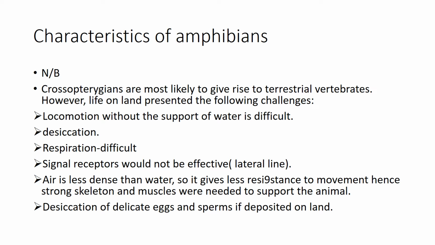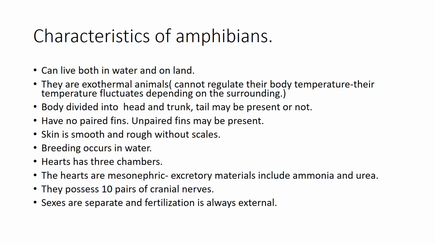The other problem was desiccation of delicate eggs and sperms if deposited on land. Remember, eggs of frogs and eggs of fishes need to stay in water until they hatch and reach maturity. So these eggs could not survive on land since they could dry up. Now we are going to look at the characteristics of amphibians, and we know that they can live both in water and on land. For example, frogs can survive in water and also on land.